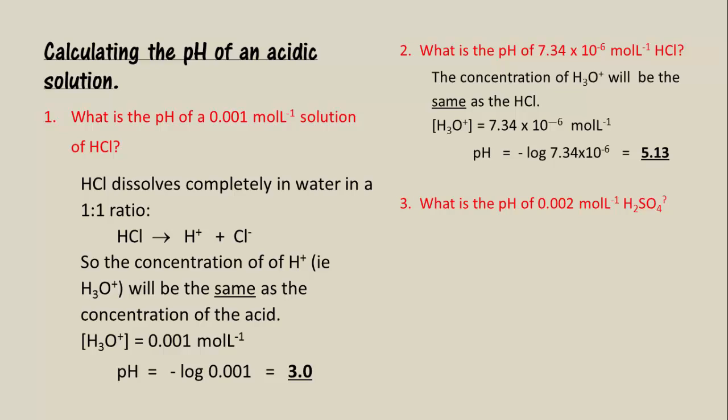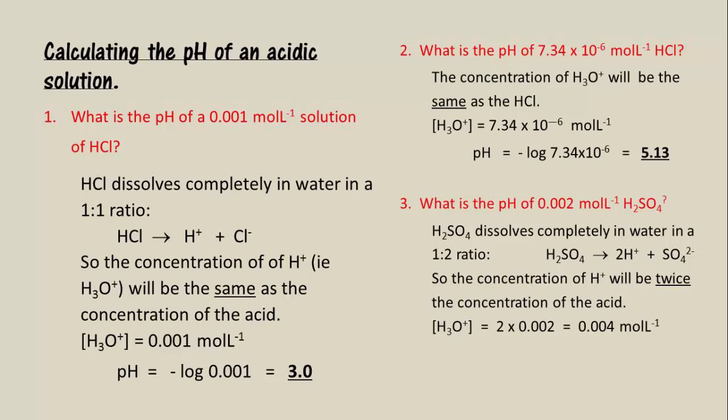The third question has an extra complication in it and something we'd just like to point out so that you're aware of this. In this question, we're asked to calculate the pH of a sulfuric acid solution. What we need to be aware of is that when we dissolve sulfuric acid, it dissociates in a 1-to-2 ratio. So the hydrogen ion concentration will be twice as big as the concentration of the acid. So 0.004 moles per litre. There are 2 hydrogens for every acid molecule that dissociates. Once we're clear on this, we can calculate the pH. And we should get an answer of 2.4.